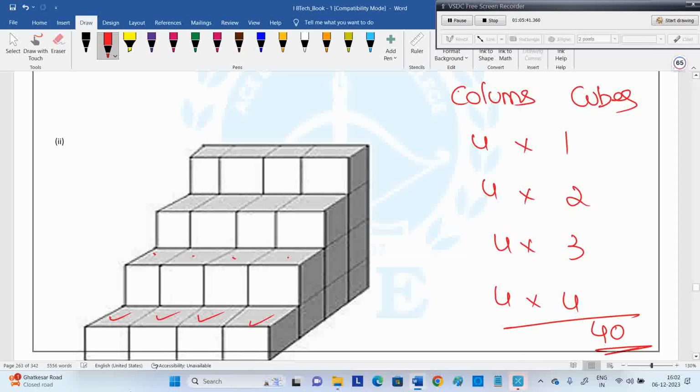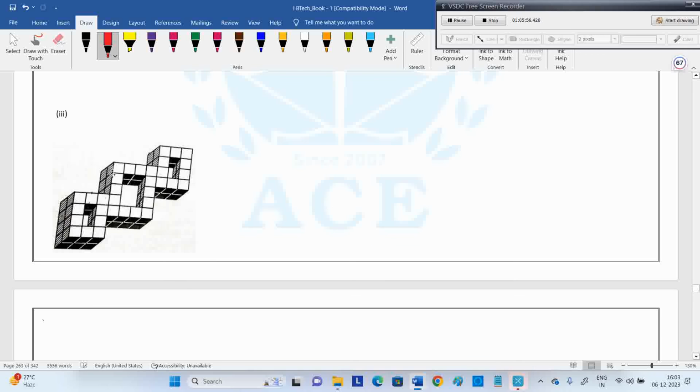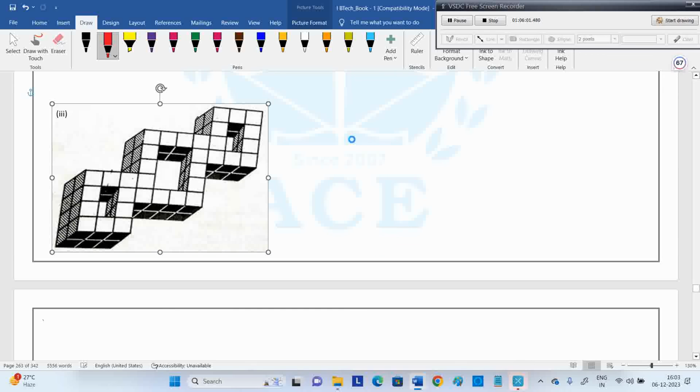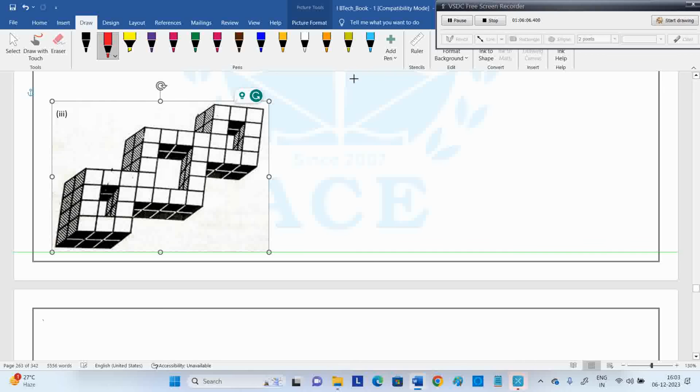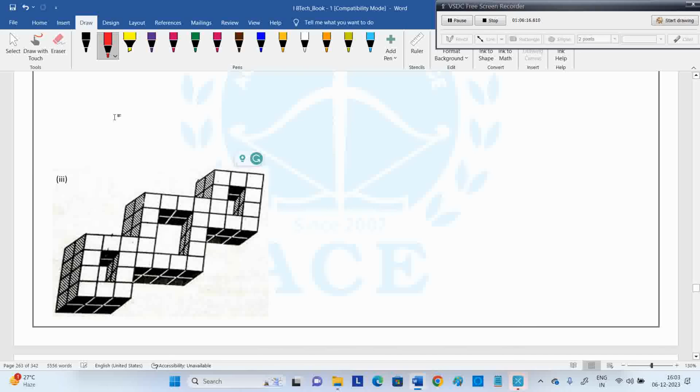Okay, next one. Next, everything is having how many? Two only. You need to decide how many columns there are. The job is simple, to decide how many columns. If we can decide that, then it's easy.